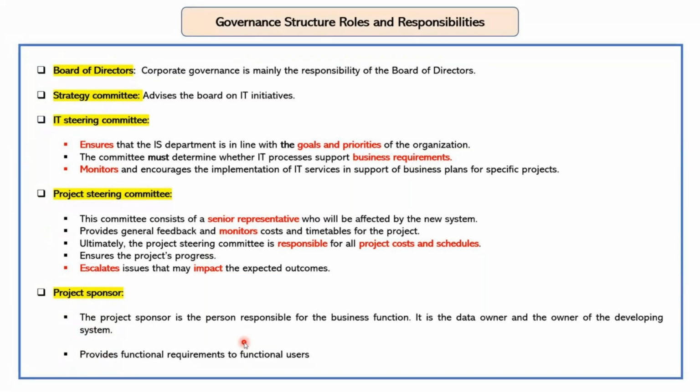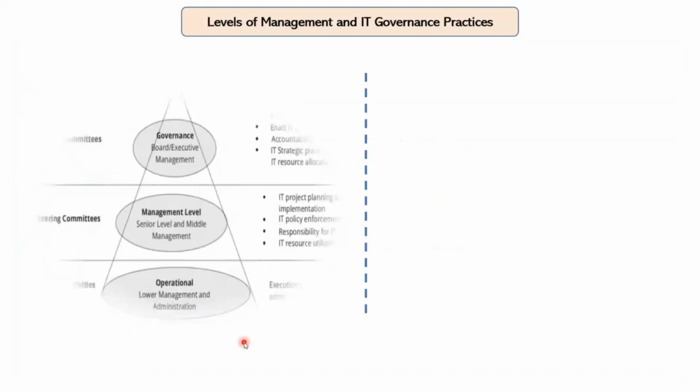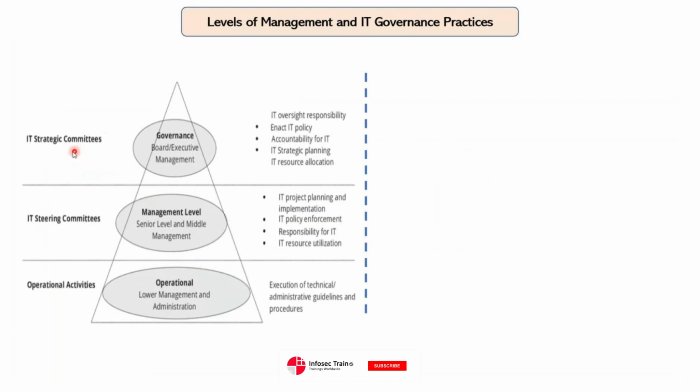So the next slide is very interesting. We have a very nice picture that will make you quickly visualize levels of management and IT governance practices. So you can see here the IT strategic committee. So governance, the level is board and executive management. IT steering committee is a management level, which is senior level and middle management. Operational activities, operational, which is lower management and administration.